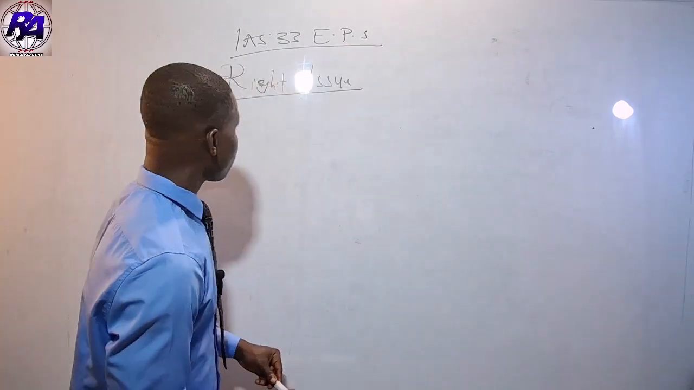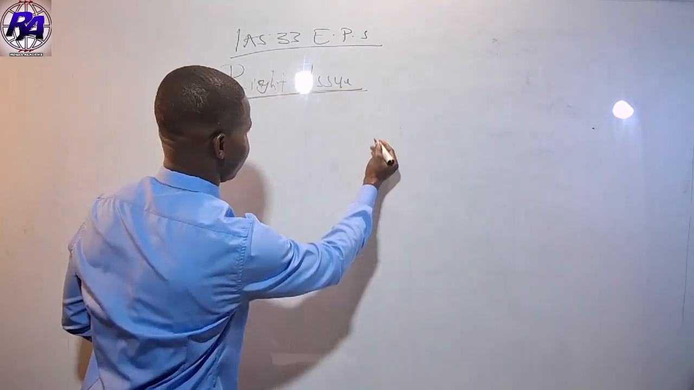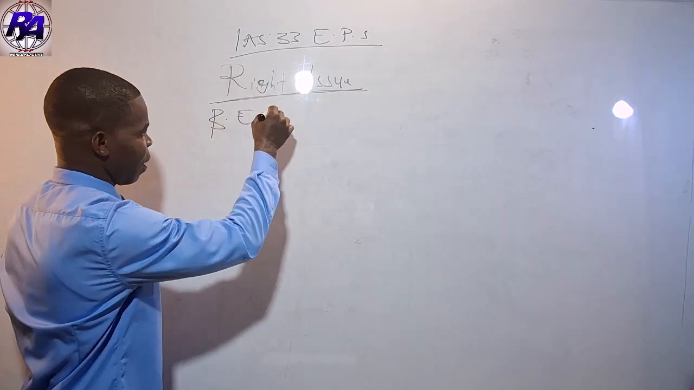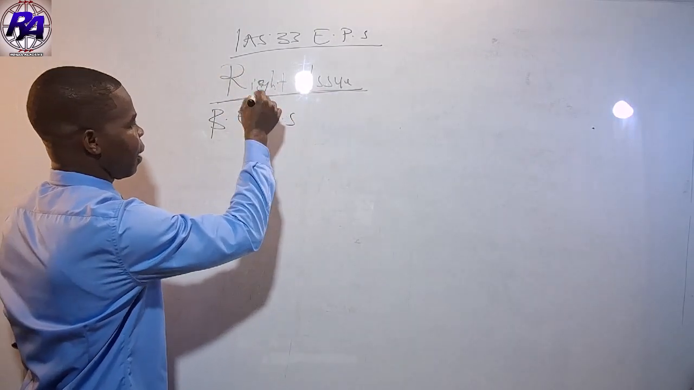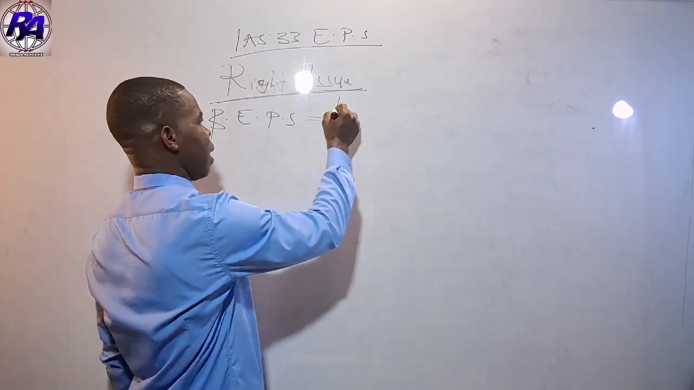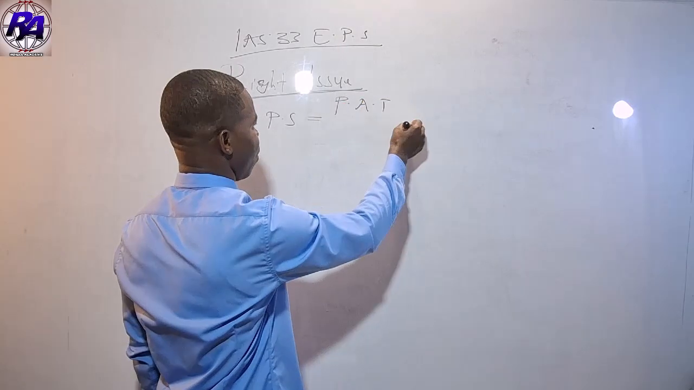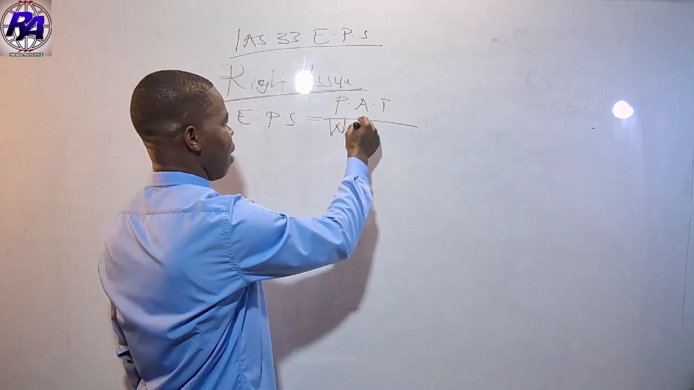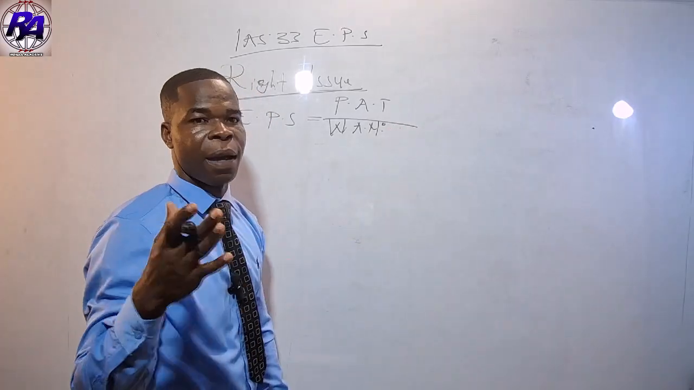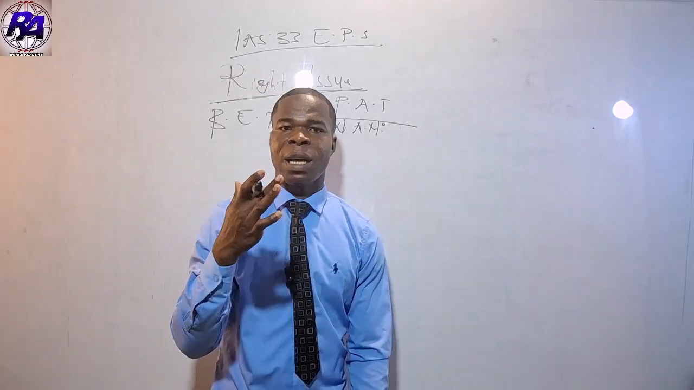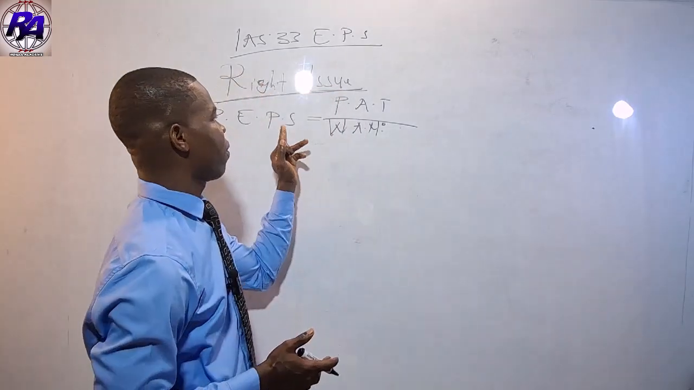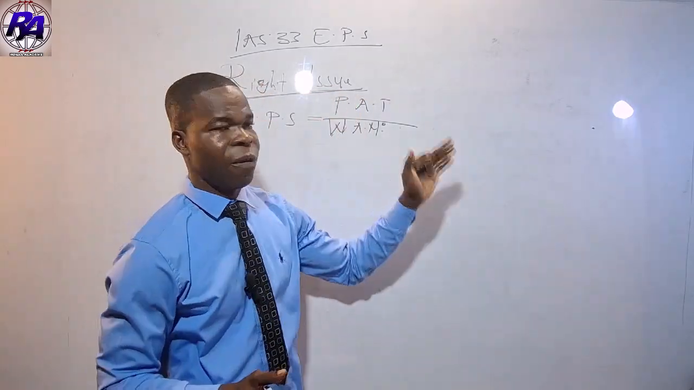Okay. So when there's a right issue, how do we determine our basic earnings per share? Now remember that the formula is still the same. So the formula is still our profit after tax, all divided by our weighted average number of shares outstanding during the period. That is the general formula we know.